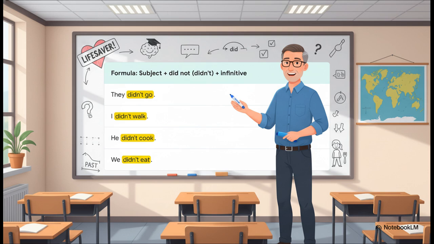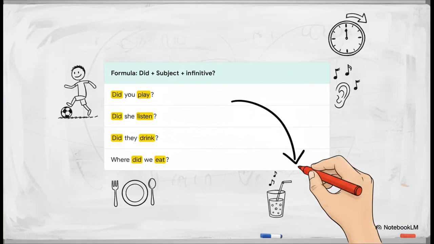And here's the important part. The verb that comes after it goes back to its original form. So you'd say they didn't go, not they didn't went. The word did is already doing all the past tense work for you. And guess what? Questions work pretty much the same way. You just start the sentence with did, then add your subject, and, you guessed it, the original form of the verb.